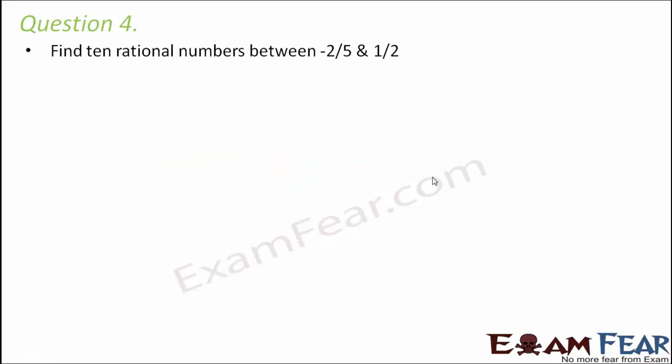Question number 4. Find 10 rational numbers between minus 2 by 5 and 1 by 2. Again, in this case, the lower limit and the upper limit have different denominators. So first of all, we have to change their denominators in such a way that both of them have the same denominator. So how do we do that? On one side we have minus 2 by 5, the other side we have 1 by 2. Now, what can we multiply to the denominators of both to get the same denominator? For example, if we multiply this by 2 and this by 5, both will become 10, so my purpose will be solved.